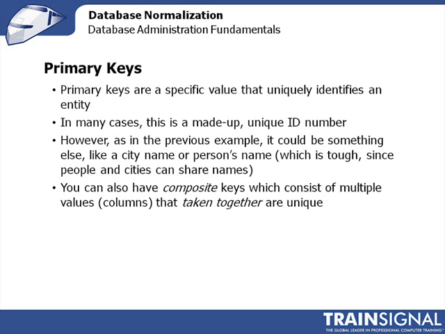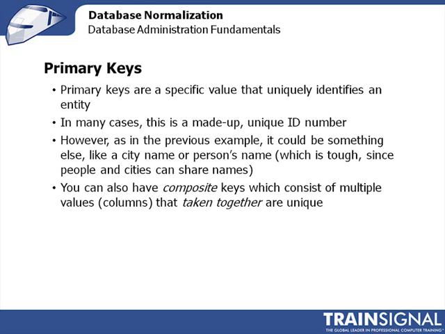You could also have composite keys, which consist of multiple values or multiple columns that, taken together, are unique. There might be two cities named Las Vegas, but there's only one city named Las Vegas, Nevada. So if we had a city column and a state column taken together as a composite key, those could become a primary key, uniquely identifying a particular entity.